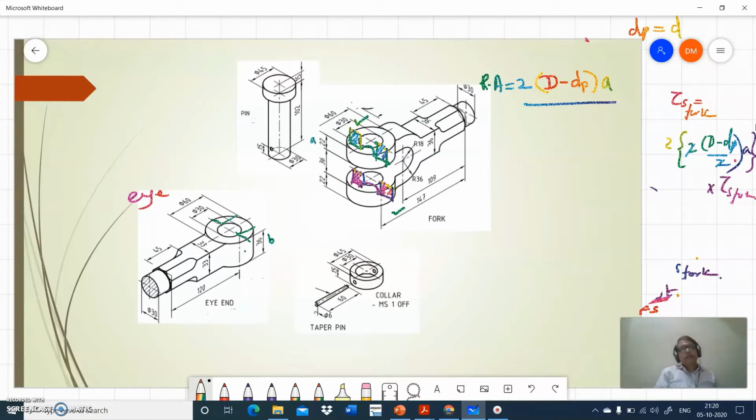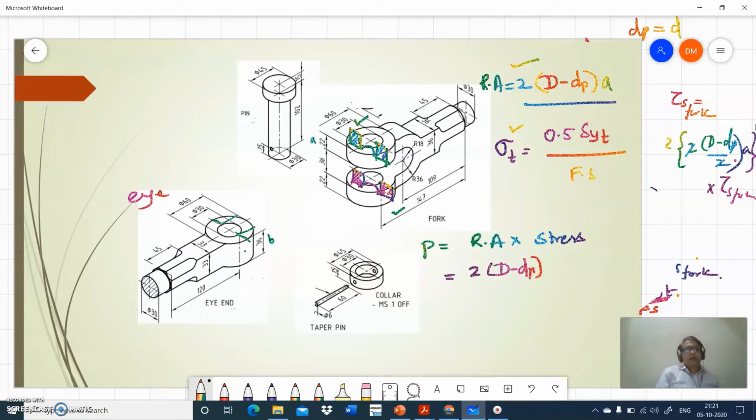Okay. So now taking this one, twice of (D minus dP) into A, right? So if sigma T is the allowable tensile stress, it is calculated as just 0.5 of SYT upon factor of safety. If sigma T is the allowable tensile stress, and this is the resisting area, then the applied load P is equal to the resisting area multiplied by stress. So the resisting area here is twice of (D minus dP) into A, this is the area, right, into sigma T for the fork.